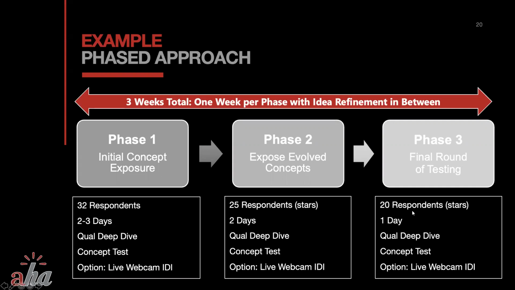Some of my clients want fresh respondents in each phase, at which point you might go 32, 32, 32. But in this case, I'm suggesting that you take your 25 best respondents and dive them in for 2 days. Maybe you're down to 5 or 6 ideas or 4 ideas at this point. QUAL deep dive, concept testing tools in play. And again, a good idea is to pull 10 stars, for instance, and do webcam IDIs. So now you've got a couple days in the field, about a week here, then you've got a couple days in the field, probably another week here, and then you come out for phase 3, a final round of testing, for instance.